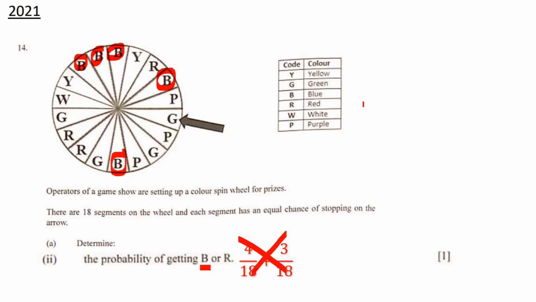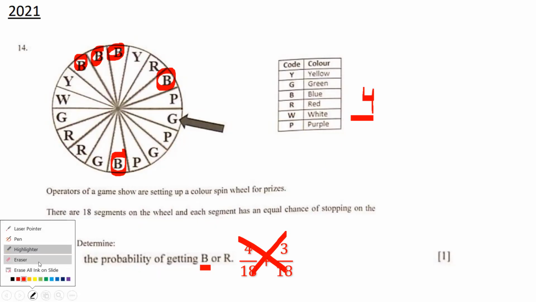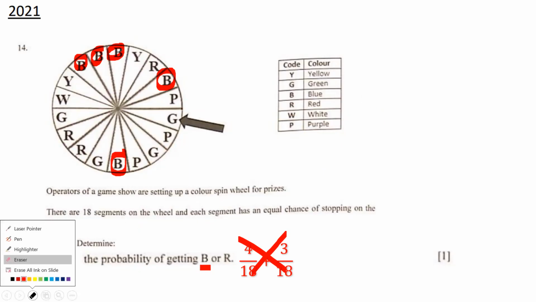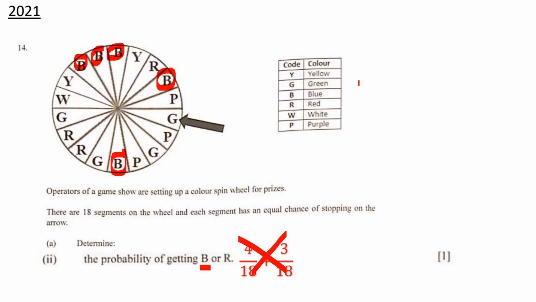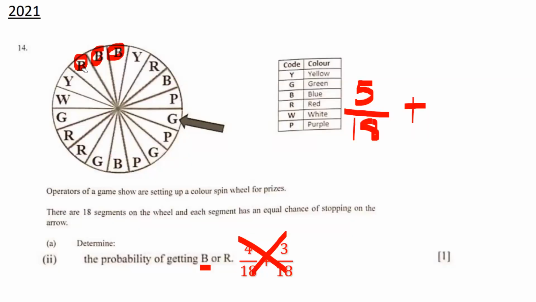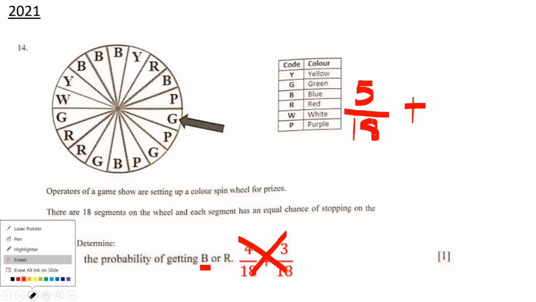So the answer is gonna be what? 4 over what? Not 4. It's gonna be 5 over 18, not 4. So we have 5 over 18 plus 5 over 18 plus what? We want to figure out the probability of getting red. So let's do that. So 5 over 18 plus the probability of getting red.